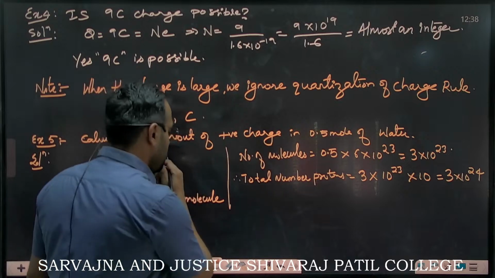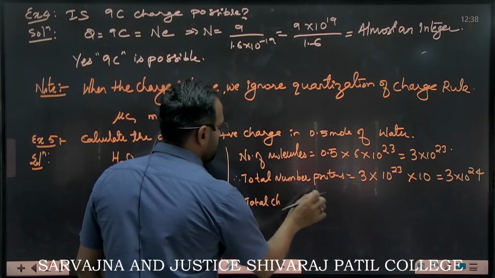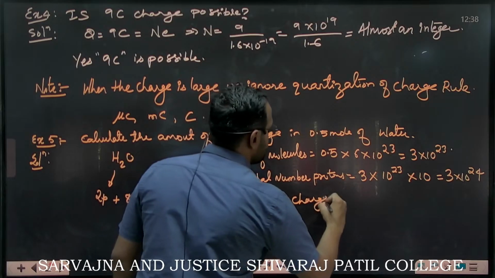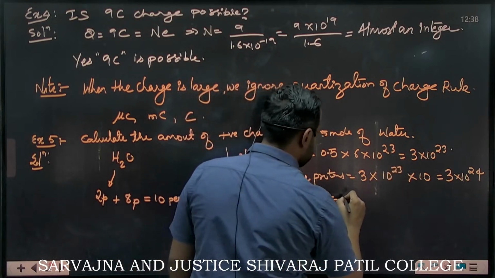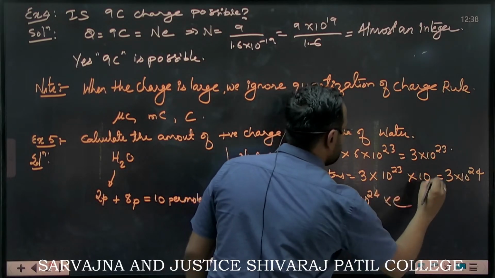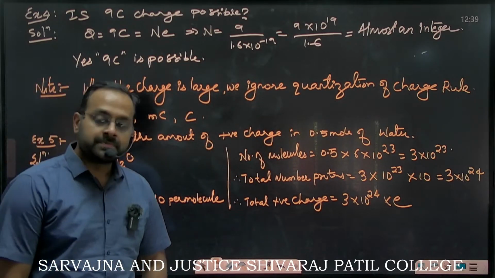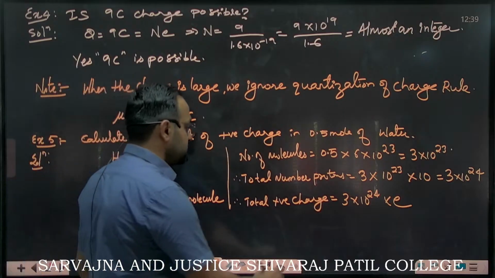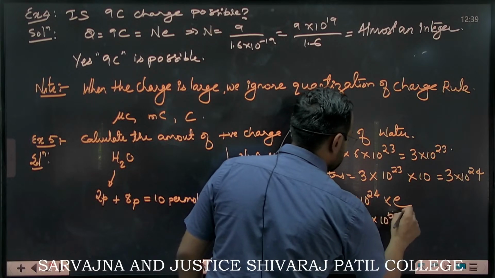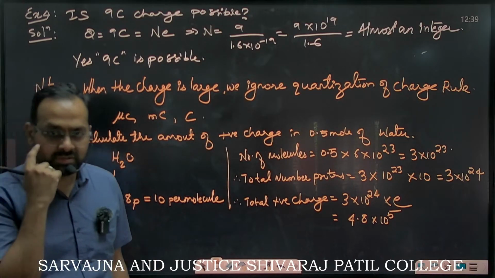Now the total positive charge will be equal to how much? 3 into 10 power 24 multiplied by e, which is 4.8 into 10 raised to 5 coulombs.